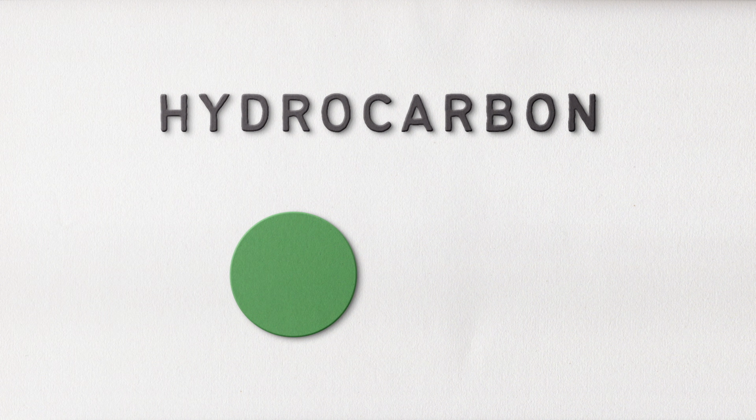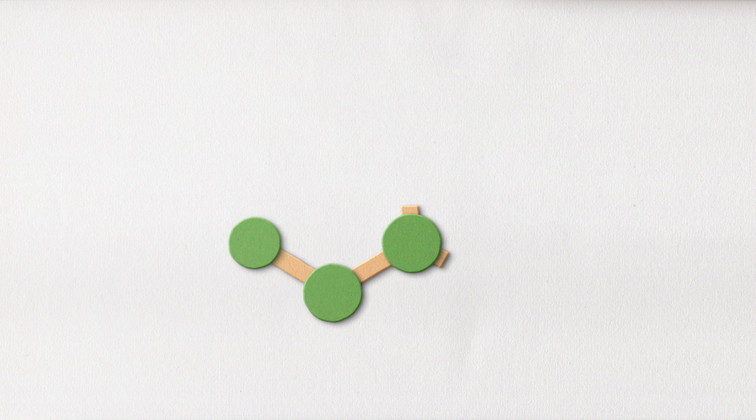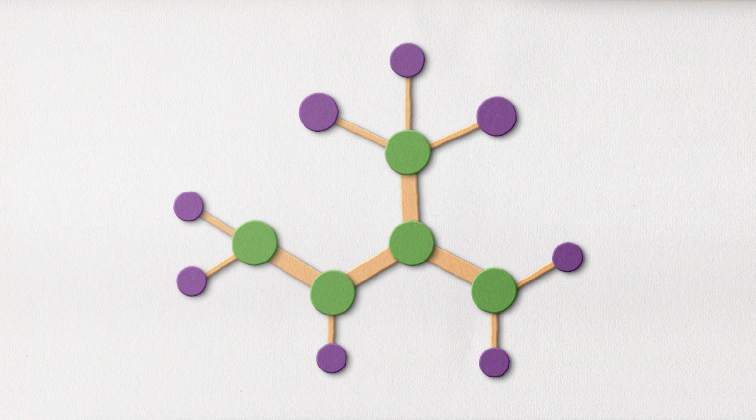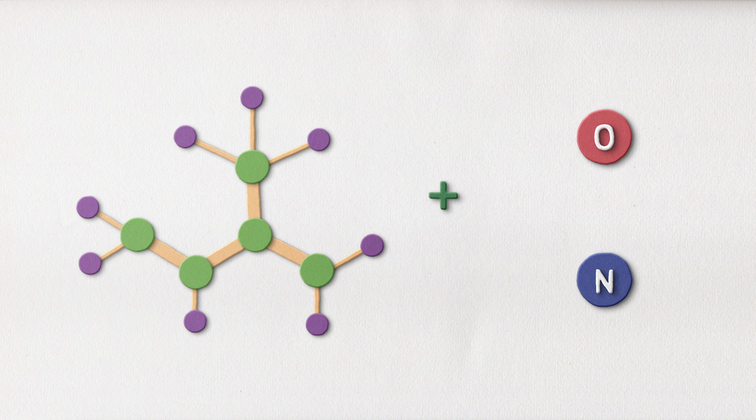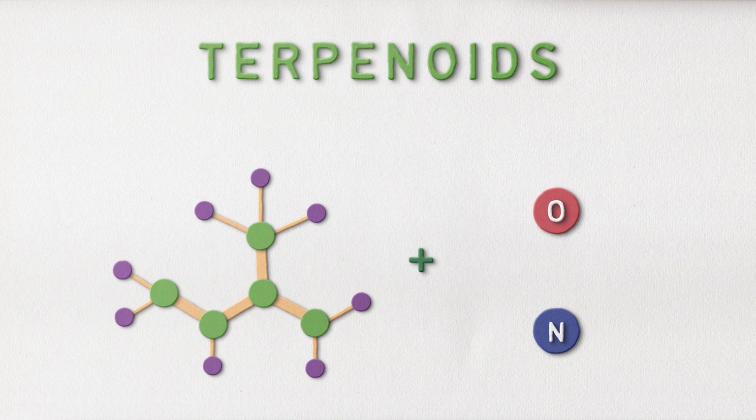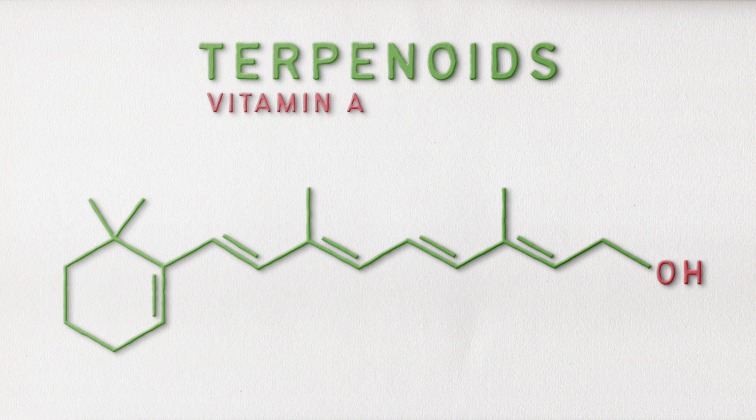A terpene is technically a simple hydrocarbon, a molecule with carbon and hydrogen atoms. There is a number of natural and synthetically derived terpene species that are built from an isoprene skeleton. When we add other elements like oxygen and nitrogen to an isoprene skeleton, we may change its function. These functionalized terpenes are known as terpenoids. Vitamin A is an example of a terpenoid.